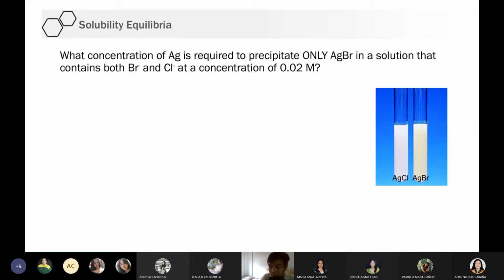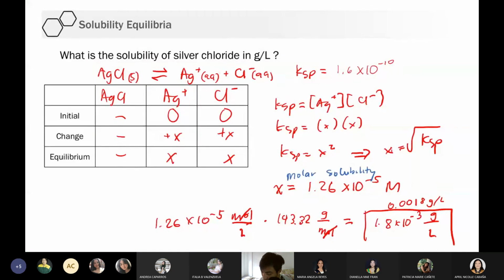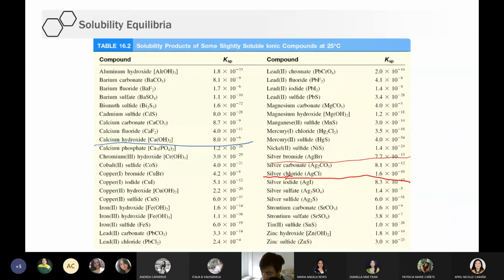So let's apply that in math. Okay? So we have AgBr, it will dissociate into Ag plus and Br minus. AgCl, this will dissociate into Ag plus and Cl minus. So each of them, may iba't ibang Ksp expression sila. And for AgBr, that's equal to, tignan natin dito, AgBr, 7.7 times 10 raised to negative 3.